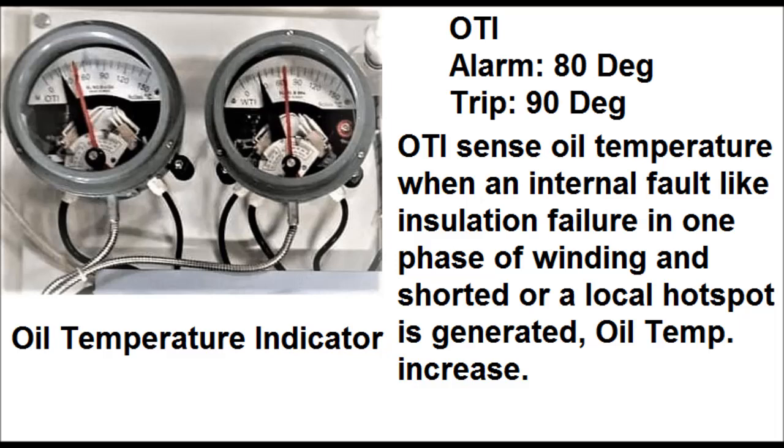Now OTI means oil temperature indication. OTI senses oil temperature when an internal fault like insulation failure in one phase of the winding, or a short, or a local hotspot is generated, and then the oil temperature will increase. A probe is inserted in the oil of the main tank. It sends the temperature of the oil of the main tank. When the temperature of the oil reaches about 80 to 85 degrees, then an alarm will be generated, and when the temperature reaches about 90 degrees, then a trip signal will be generated to trip the circuit breaker to isolate the faulty transformer from the system.